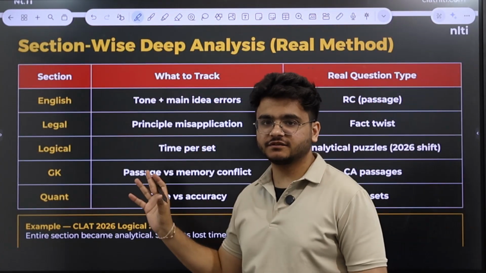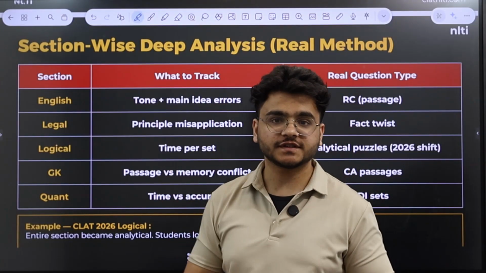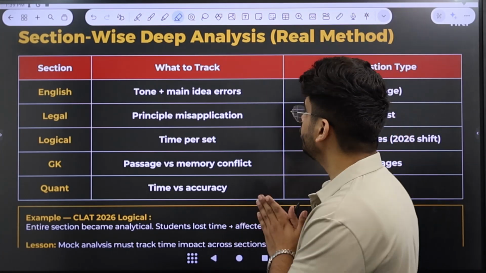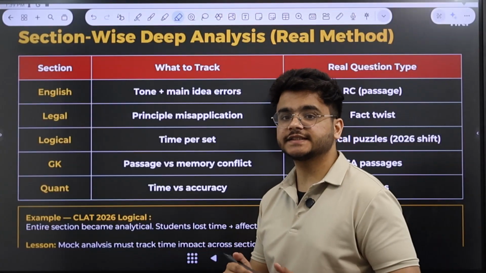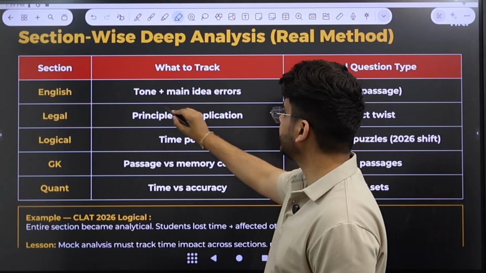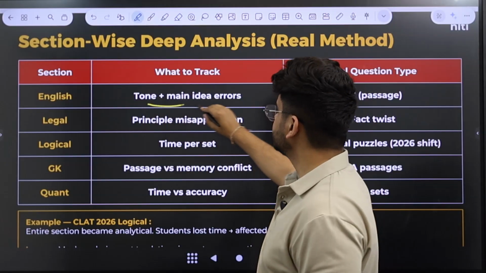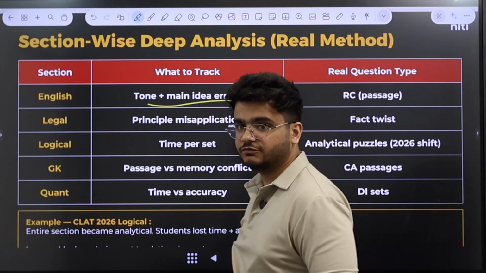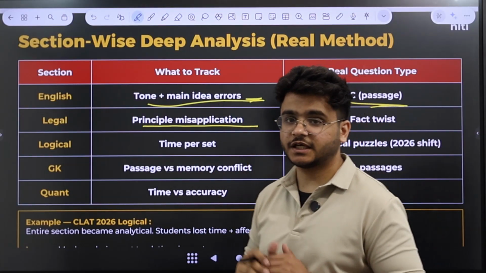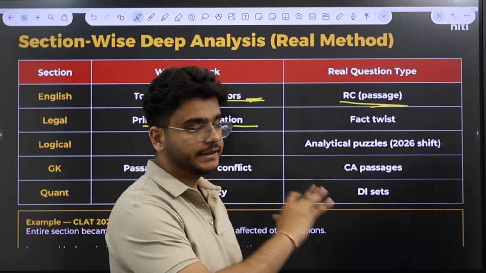Now, if we talk about a section-wise deep analysis, you have to go section-wise and track what type of questions come from that section. So in the English section, what you've got to track is tone plus main idea errors. Mostly 80 to 90% of questions are these sort of questions only. In the legal section, it's 90% not lack of knowledge, it's principle misapplication. You've applied it in the wrong way. So principle misapplication is what you've got to track.